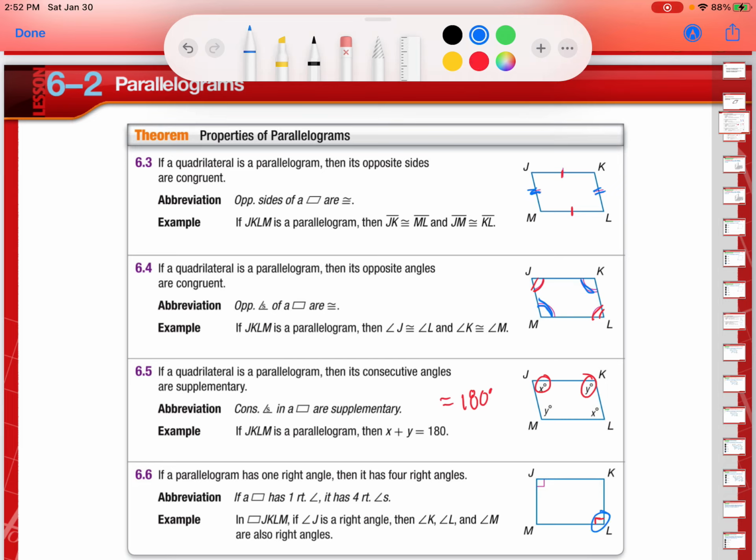So in this case, we'd have 90 plus angle K equals 180. So if we solved for angle K, we would be left with angle K equals 90. Which, if angle K was 90, then we would know angle M is 90 as well. So essentially, big picture, if one of the angles is 90, then all of them are 90. Opposite sides are congruent, opposite angles are congruent, and we have two pairs of parallel sides, as the name would suggest.